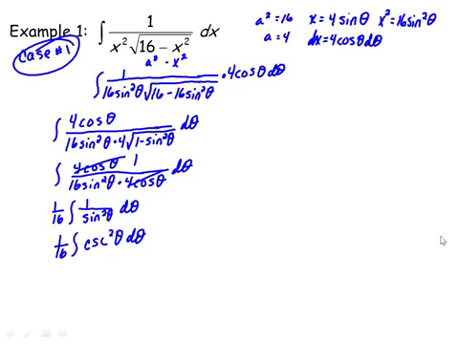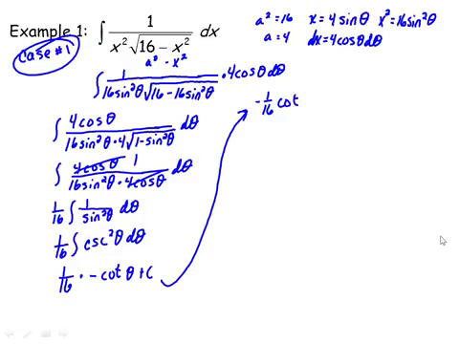Anywhere on your Cal 1 sheet, does it show you how to integrate cosecant squared theta? Yes. The integral of cosecant squared theta is number 4 on your Cal 1 sheet. The integral of that, 1 over 16 times the integral of cosecant squared theta, is negative cotangent, and u is theta plus c. So now what we have is negative 1 over 16 cotangent theta plus c.